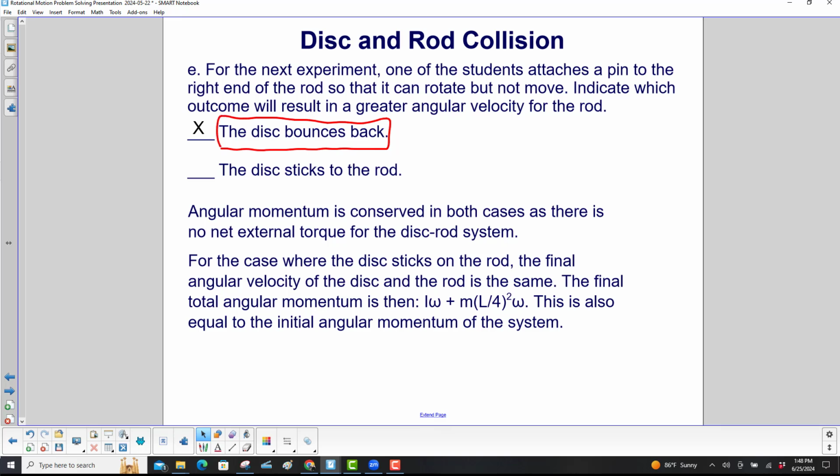Why is that? The angular momentum is conserved in both cases, as there is no net external torque for the disk rod system. For the case where the disk sticks on the rod, the final angular velocity of the disk and the rod is the same because they're stuck to each other. The final total angular momentum is then I omega, for the rod, plus m, mass of the disk, times (L/4) squared, the distance from where the disk hits the rod compared to its center of mass, times omega. And omega is the same. This is also equal to the initial angular momentum of the system.